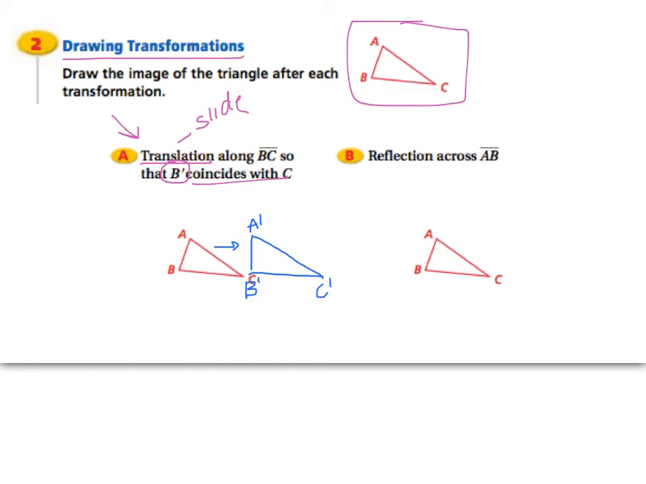Alright, reflection. Our reflection is our flip. And we want to flip across line segment A, B. So I want A and B to be in the same exact spot, my new ones. And my C is going to be flipped onto the other side.